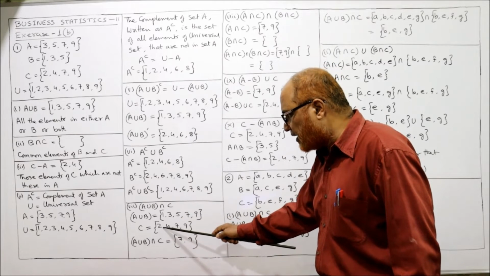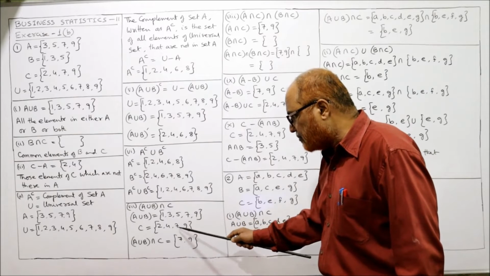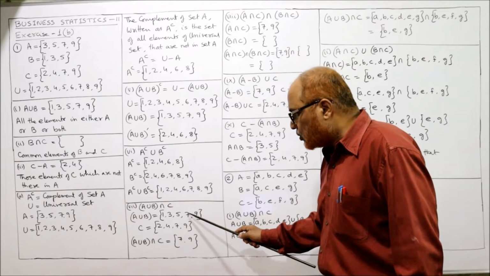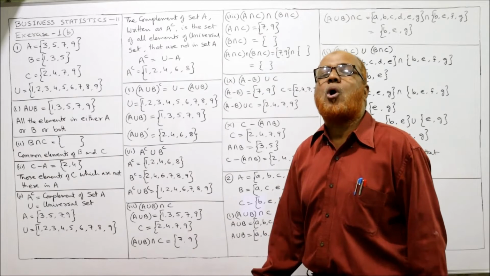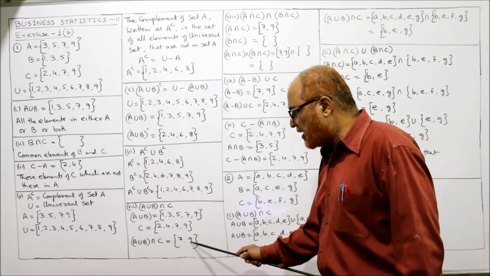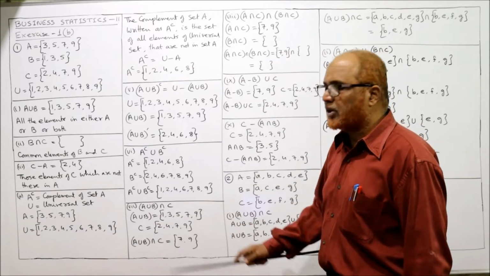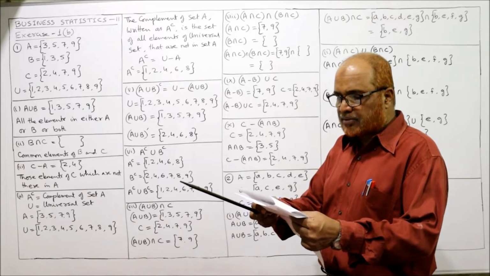1 is here but 1 is not there. 3 is here, 3 is not there. 5 is here, 5 is not there. 7 both. 9 both. So 7 and 9 are common elements in both the sets. So here 7 and 9 is A union B intersection C. Seventh point completed. Now see the 8th point.